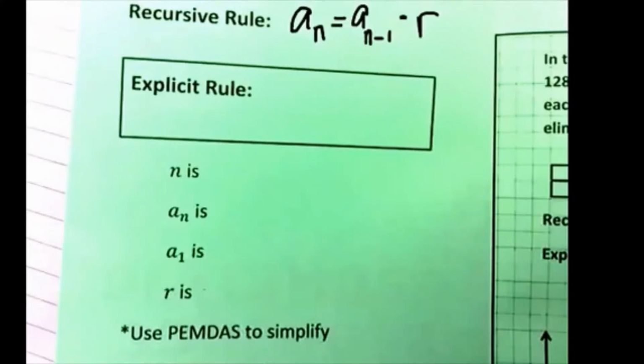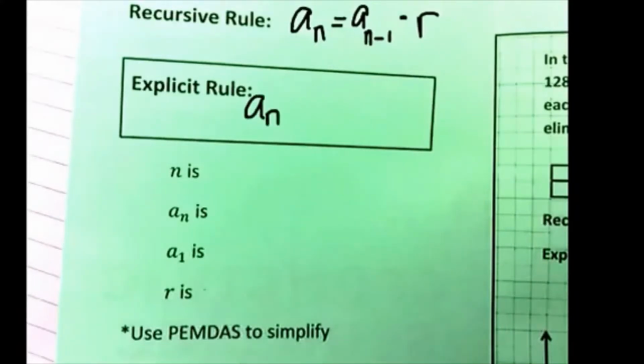When we look at the explicit rule, it allows us to fill in the rule for any term in our sequence, and we can figure out what that term would be. So I don't have to know any particular term, but in the recursive rule, I need to know the previous term. So the explicit rule sometimes is a little bit more helpful because it allows us to just get any term anywhere in the sequence.